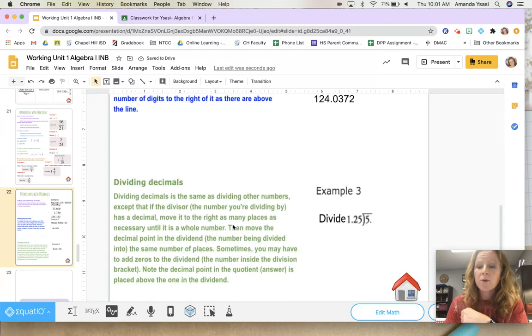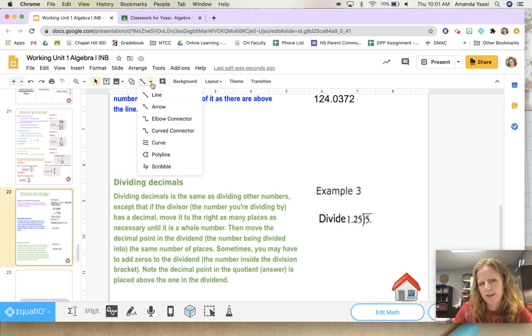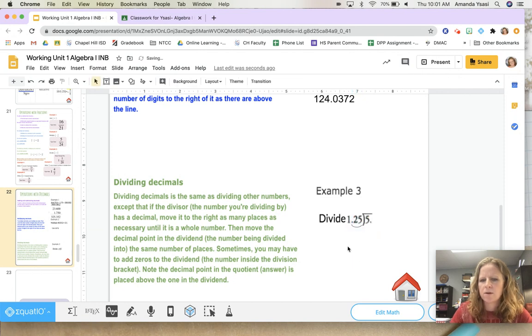Okay, last example for this lesson is division. Dividing is the same as dividing any numbers, except you're going to have to move this decimal. So we're going to move this decimal over 2 places. So let's do a scribble. Click select line, scribble, and then click on it. And then we're going to move it over 1, 2. So we had to move it 2 places.